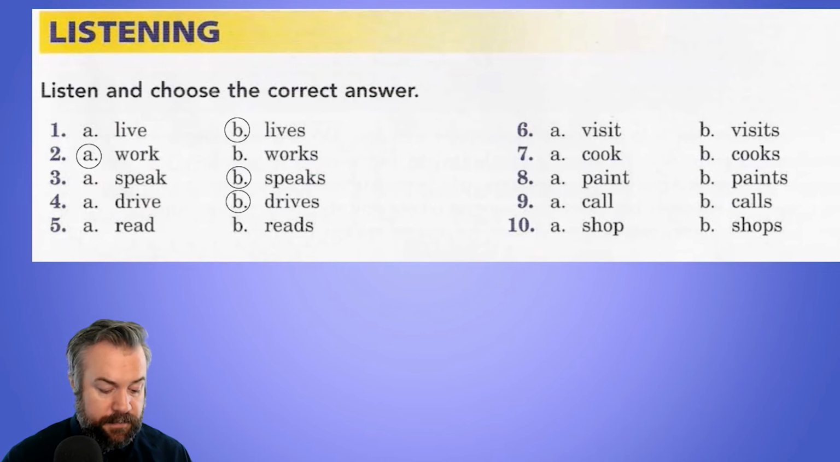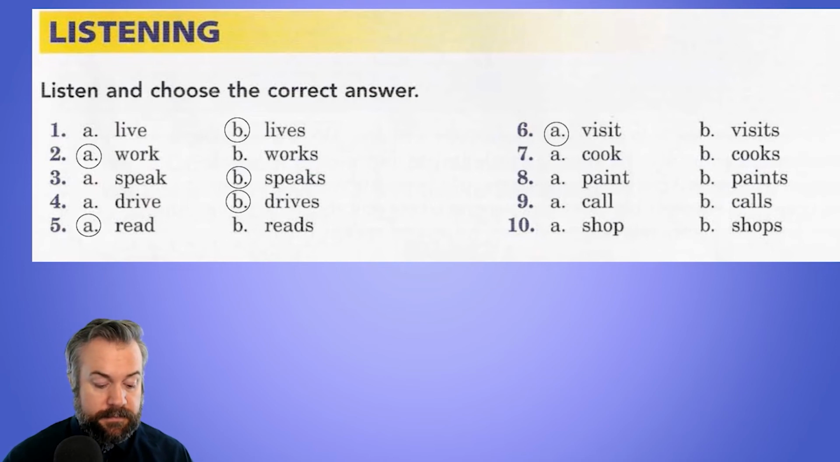Number 5. We read the newspaper every day. We read the newspaper every day. The answer is A. Read. We read. Number 6. My parents visit their friends every weekend. My parents visit their friends every weekend. The answer is A. They visit.